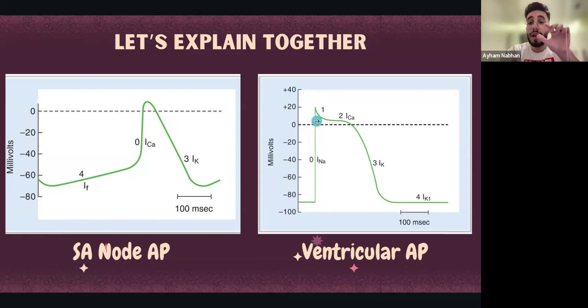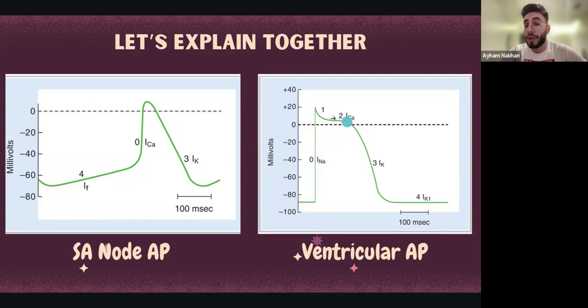As you can see, it is just a slight slope of repolarization, and it is due to the transient potassium channels. When the transient potassium channels open and potassium starts to go outside, it makes this repolarization.